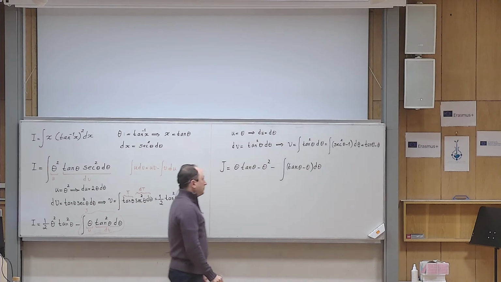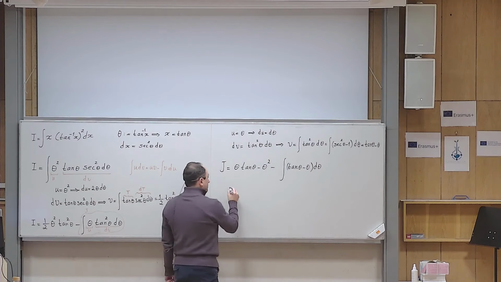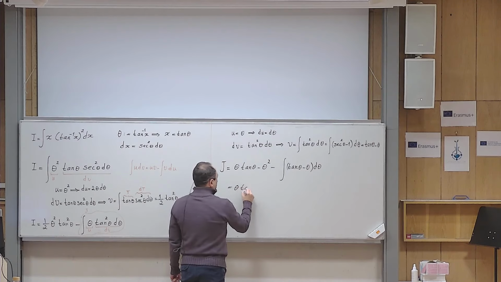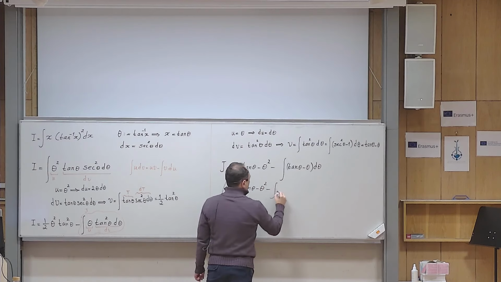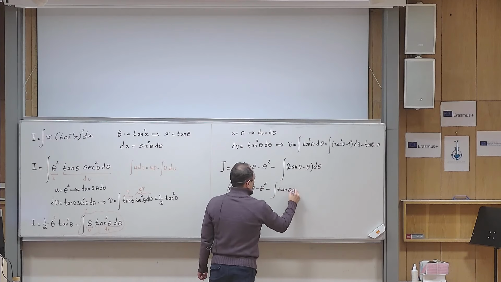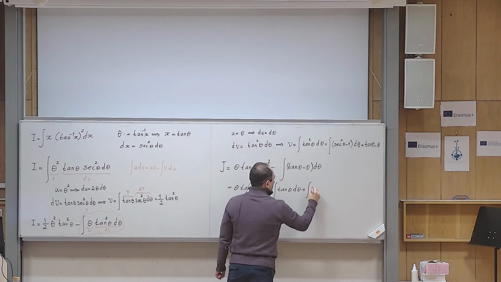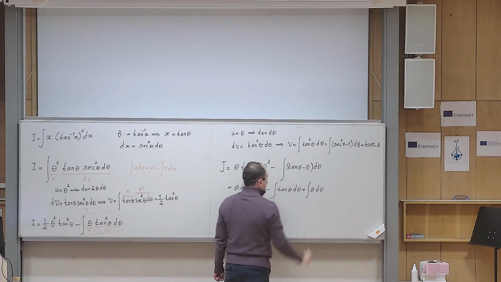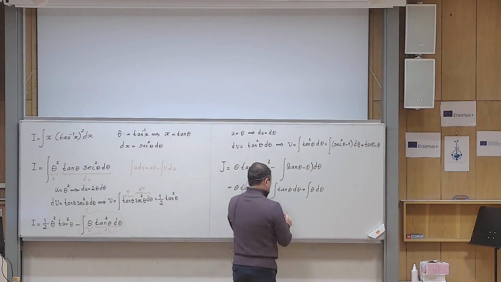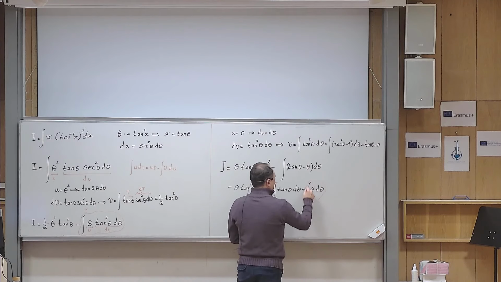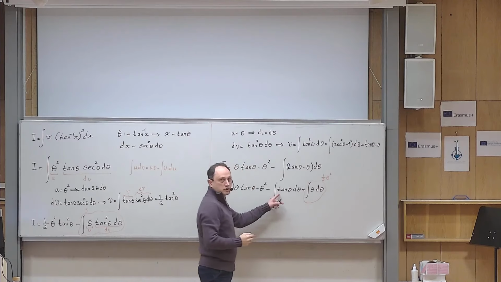Okay? But what I can do, I can break this integral into two integrals. So this becomes theta tangent theta minus theta squared minus integral of tangent theta d theta, and then minus minus plus integral of theta d theta. Okay, so this is extremely simple. The answer is 1/2 theta squared. But this is also a standard integral.